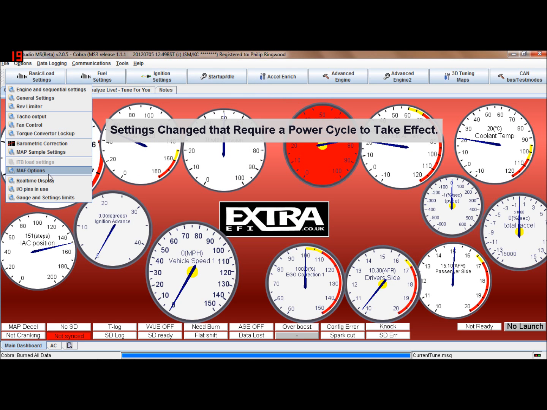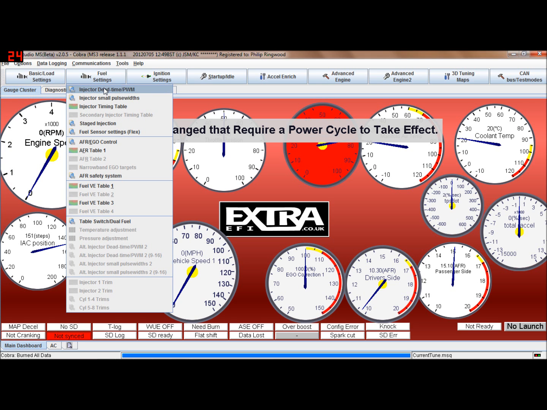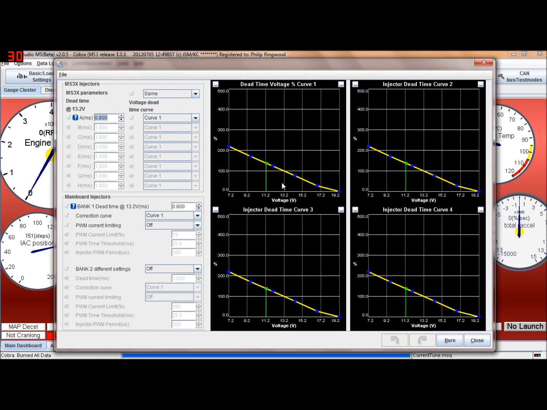And it's the same with quite a few. There are quite a few correction tables dotted throughout this. Some of them you will use, but okay, fueling settings, injector dead time.